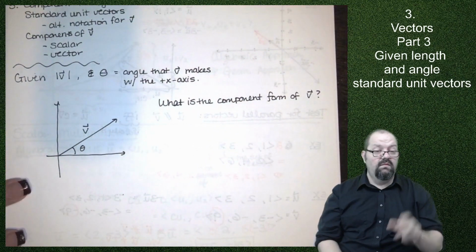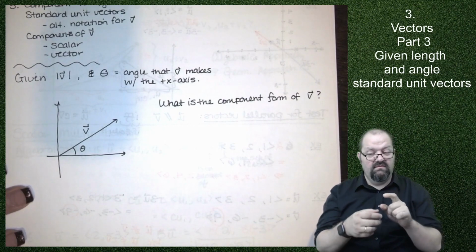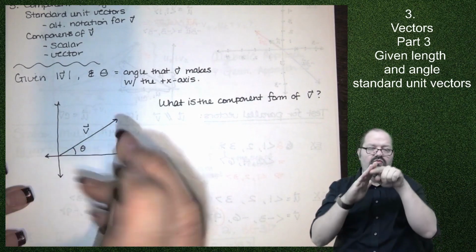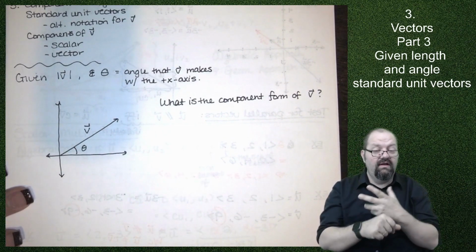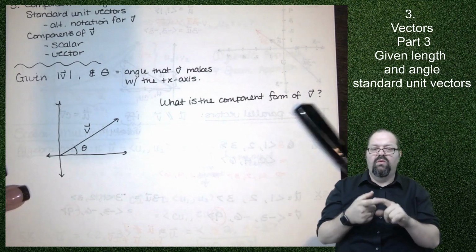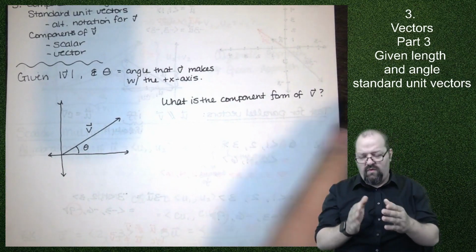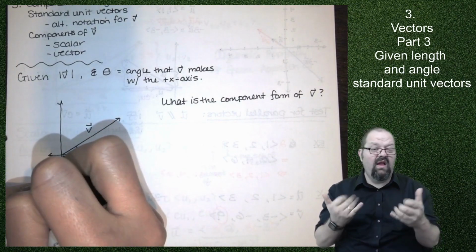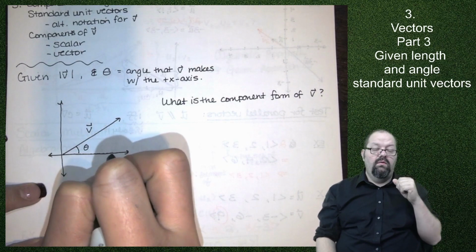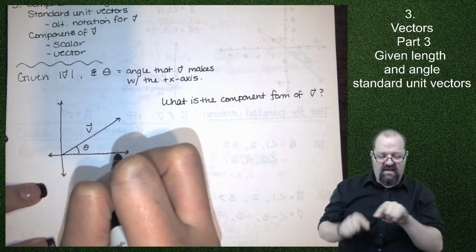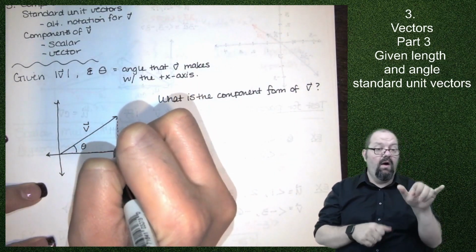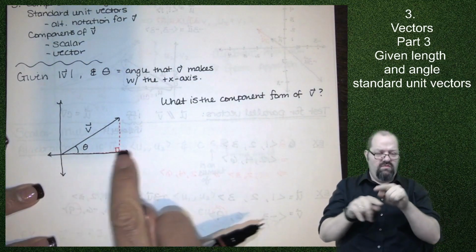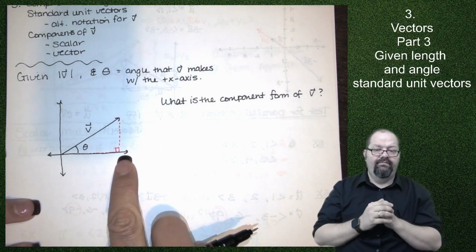Well, we can derive it geometrically just using what we know about right triangle trig. We can also think of this as rescaling a vector that's on the unit circle. So we're going to look at it both ways. First, let's derive it using right triangle trig. Now we already know that the x component of v is this length, and the y component of v is this length. So I can draw a right triangle, one side parallel to the x-axis and another side parallel to the y-axis.